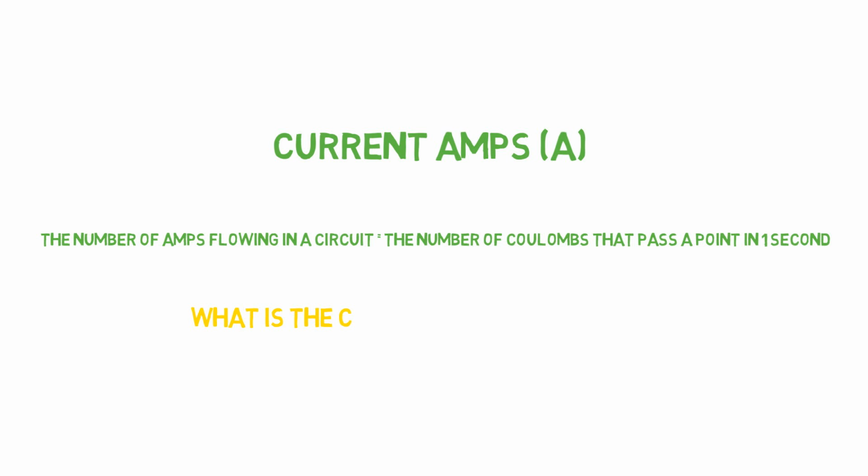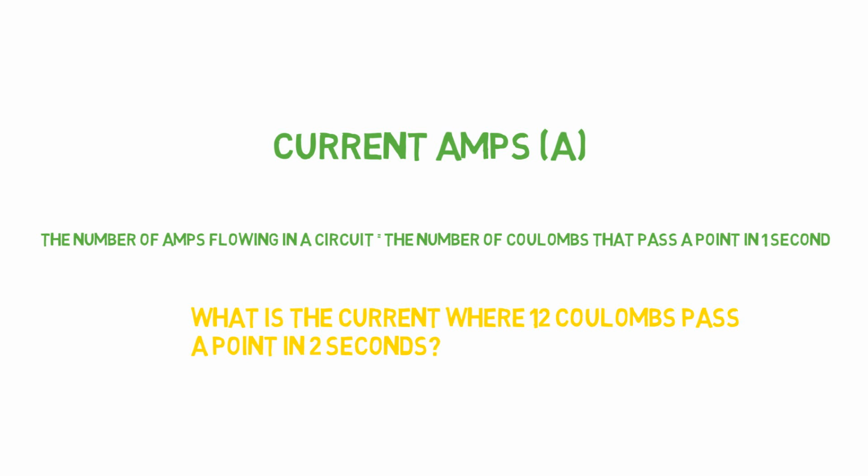So using your knowledge of current, what is the current in a circuit where 12 coulombs pass a point in 2 seconds? Pause the video and press play once you have worked it out. The current is 6 amps because 12 coulombs pass a point in 2 seconds. Therefore 6 coulombs pass a point every second. This means the current is 6 amps.